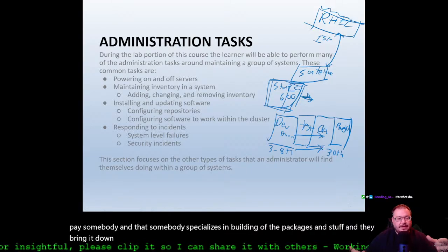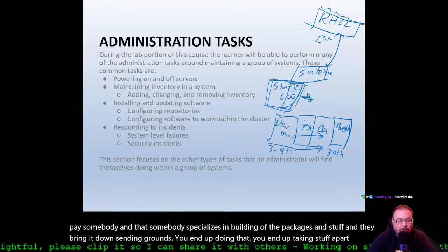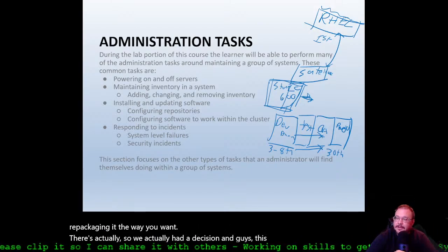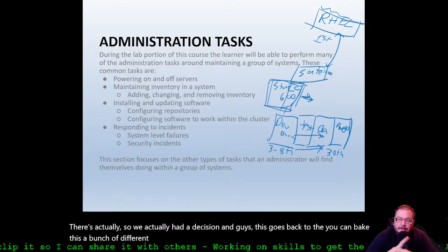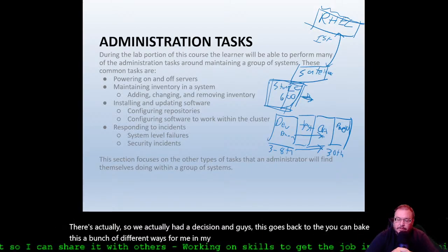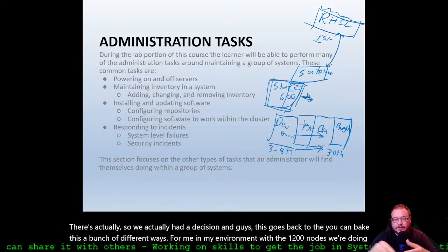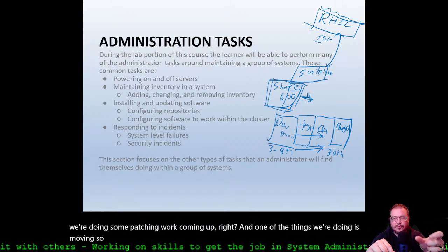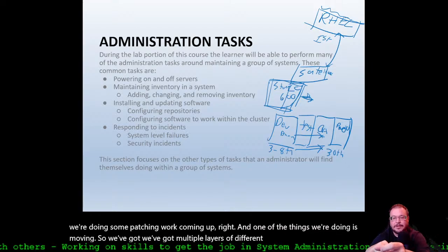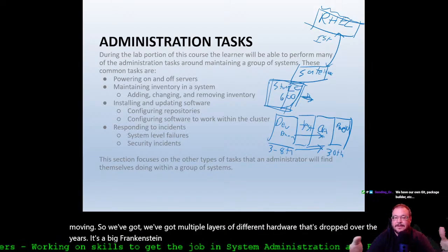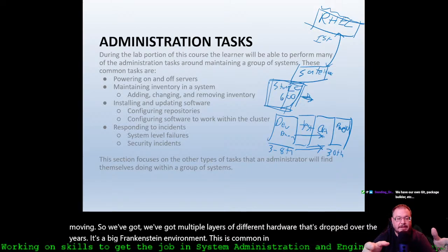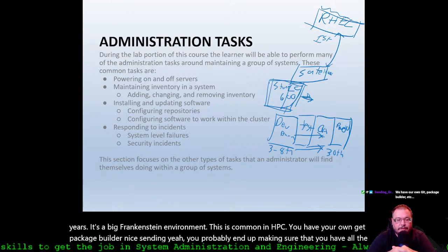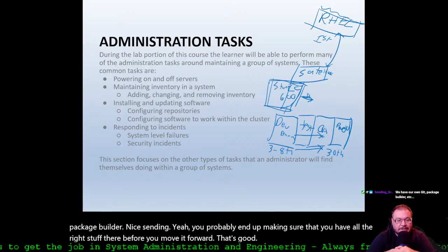Sending grounds, you end up doing that. You end up taking stuff apart and repackaging it the way you want. We actually had a decision. And guys, this goes back to you can bake this a bunch of different ways. For me, in my environment, with the 1,200 nodes, we're doing some patching work coming up, right? So we've got multiple layers of different hardware that's dropped over the years. It's a big Frankenstein environment. This is common in HPC. You have your own Git package builder. Nice, Sending. Yeah, you probably end up making sure that you have all the right stuff there before you move it forward. That's good.